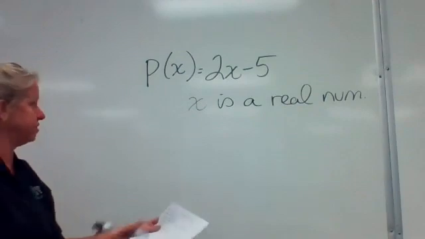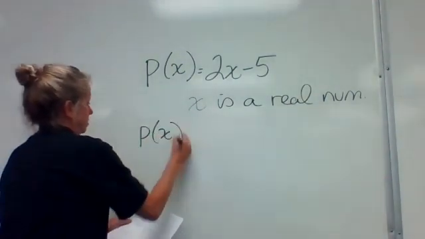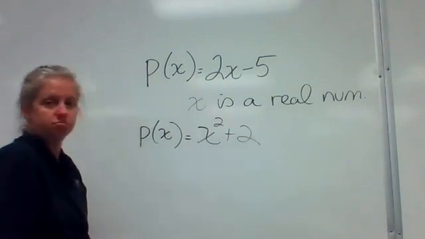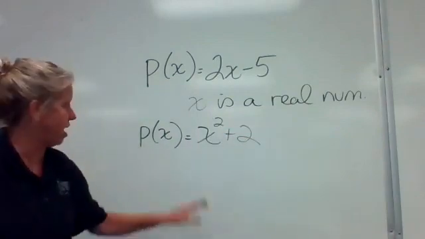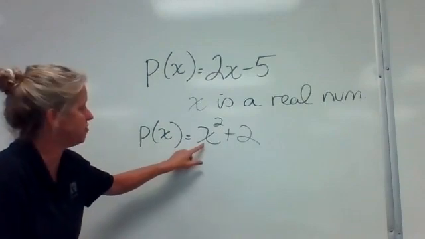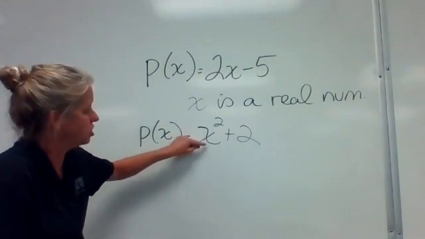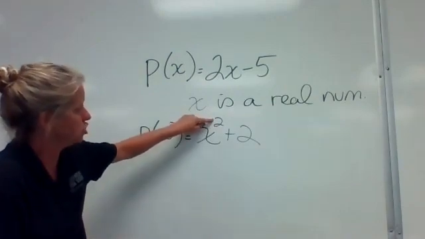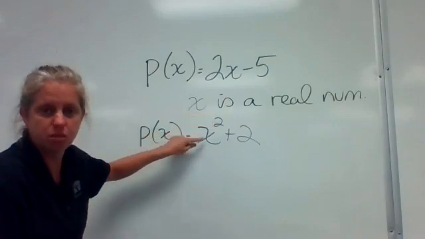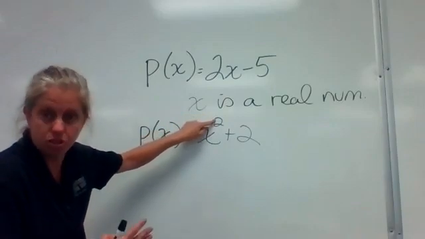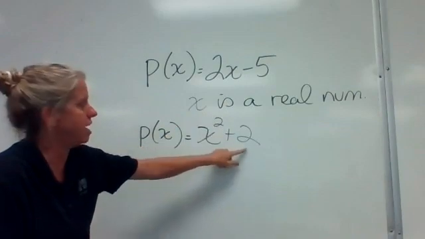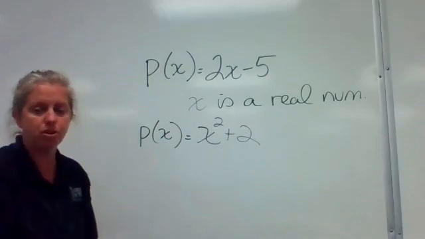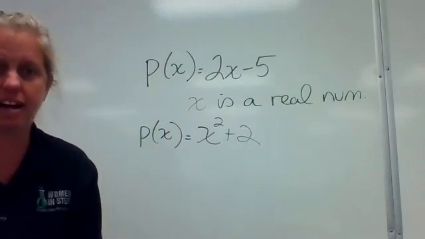Okay, same thing with number 5. P of x equals x squared plus 2. x is a real number again, right? Because there's not any restrictions. Whatever you're going to replace this x with, the 2 things you're going to have to do to that after you replace the x with a number is square that number, which just means multiply it times itself. And you can do that with all numbers, and then add 2 to it. You can do that to all numbers. So again, x is a real number is what would go with that.